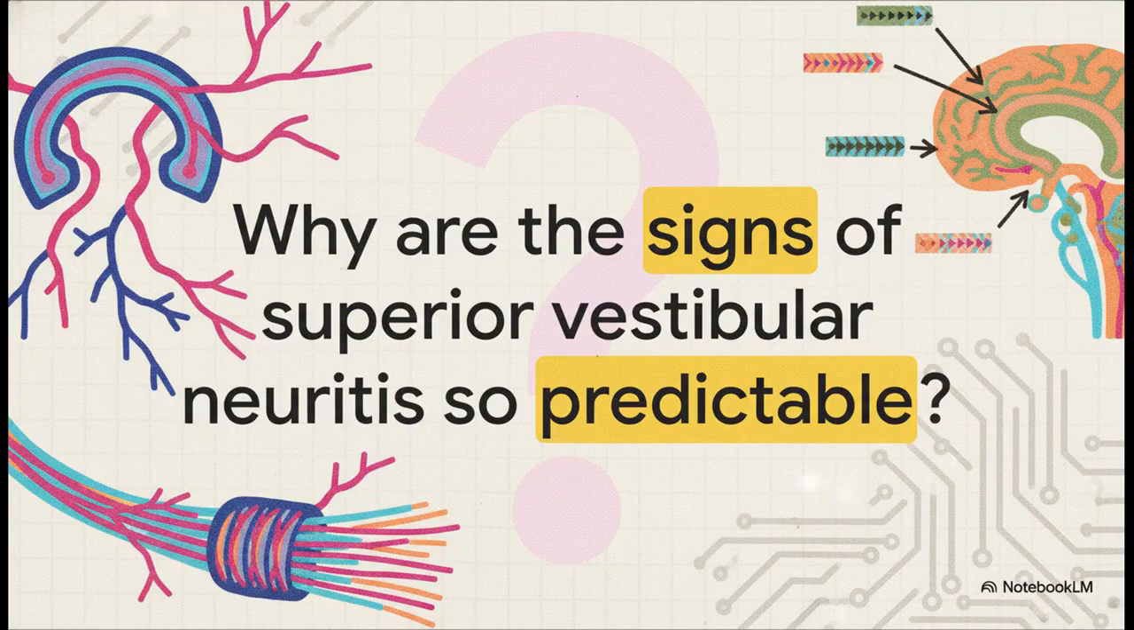Okay, so let's get right to the core puzzle. When a patient shows up with vestibular neuritis, especially that really common superior nerve type, their symptom pattern isn't random. It's incredibly consistent. But why is that? As we're about to see, the answer is literally hardwired into our anatomy.